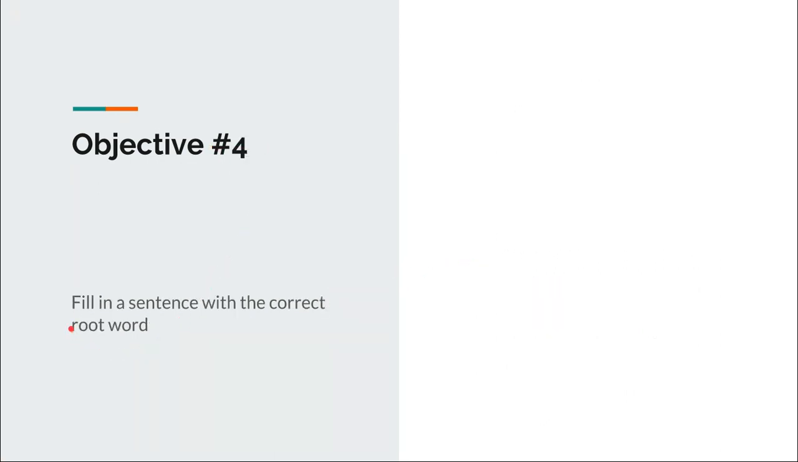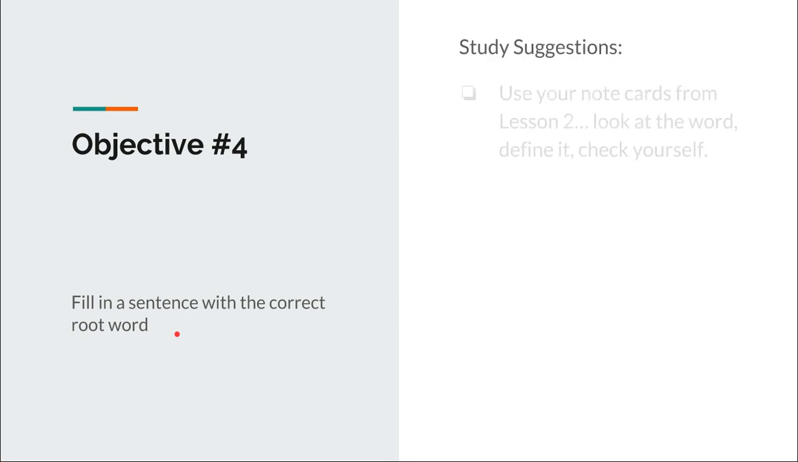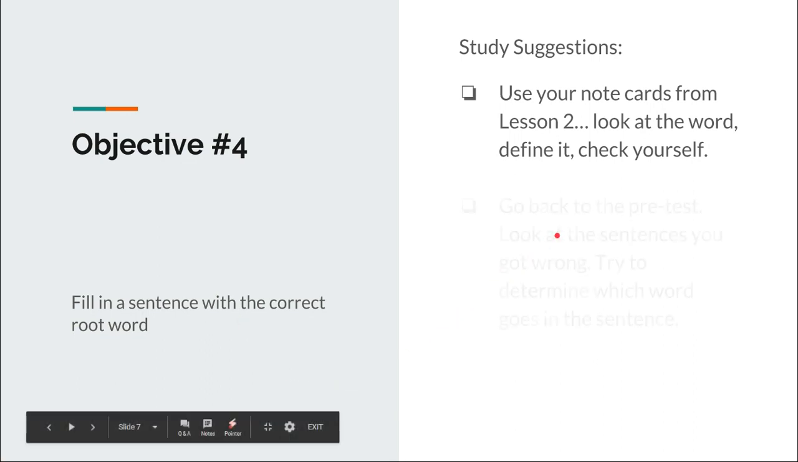Objective 4 is to fill in a sentence with the correct root word. Part of this is just knowing the definitions of the words. So use your note cards, again from lesson 2, look at the word and see if you can say in your head what that word means. Then flip it over. Also do the opposite. Look at the definition and see if you can say what word it is. So really know your words.